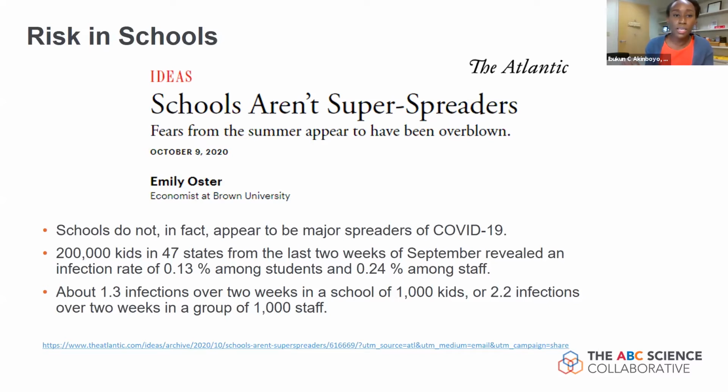But the nuance here is the infection rate was the same or lower than community rates at each place they looked. And when you look at the tinier periods over 2 weeks, it's about 1 or 1.3 infections over 2 weeks in schools of about 1,000 kids. So as you think through your school district, your particular school, it just helps with anticipating what could be expected and having protocols in place to address them. Next slide, please.